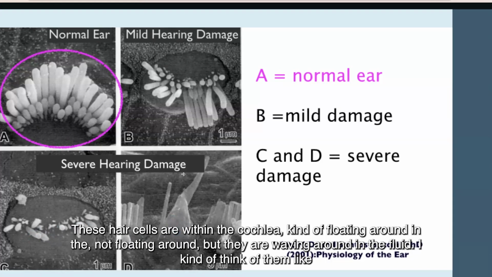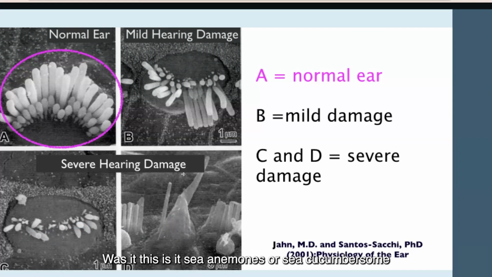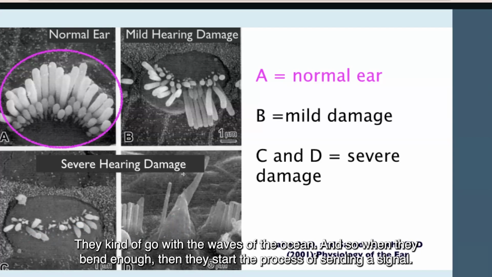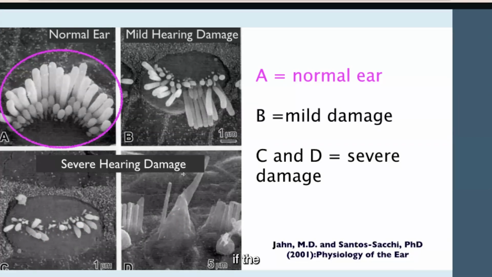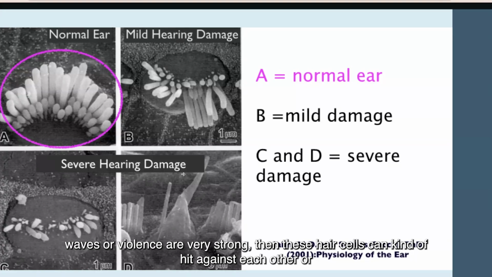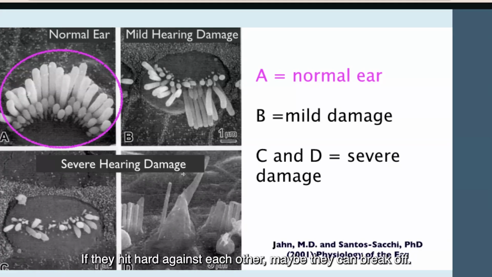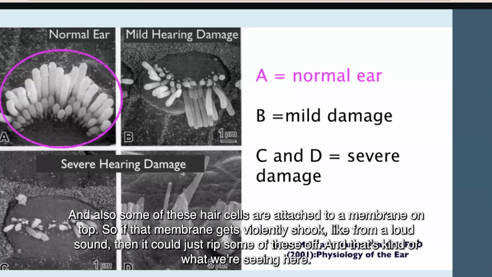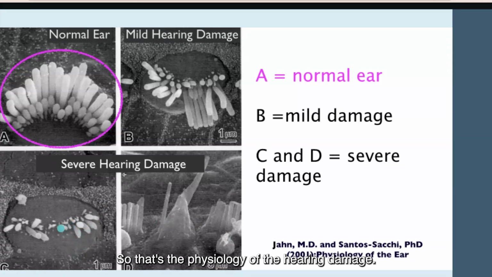So these hair cells are within the cochlea, kind of floating around, not floating around, but they are waving around in the fluid. I kind of think of them like, was it sea anemones or sea cucumbers? They kind of go with the waves of the ocean. And so when they bend enough, then they start the process of sending a signal. And so if the waves are violent or very strong, then these hair cells can kind of hit against each other, or if they hit hard against each other, maybe they can break off. And also, some of these hair cells are attached to a membrane on top. So if that membrane gets violently shook, like from a loud sound, then it could just rip some of these off. And that's kind of what we're seeing here. So that's the physiology of the hearing damage.